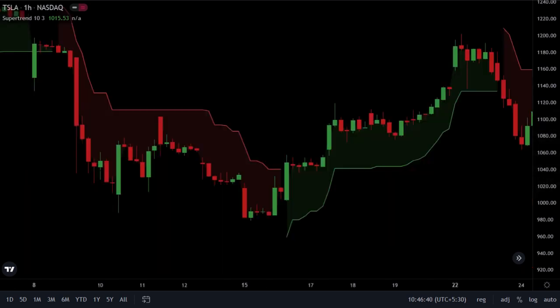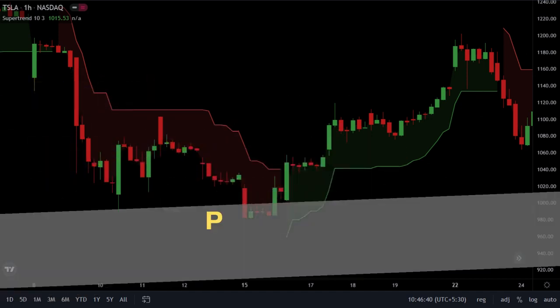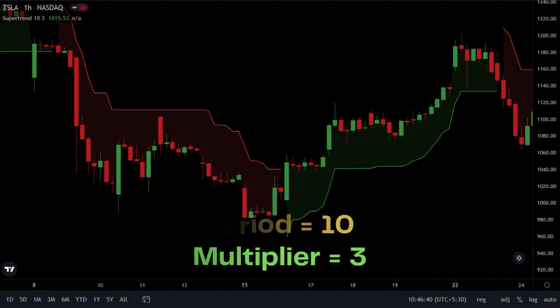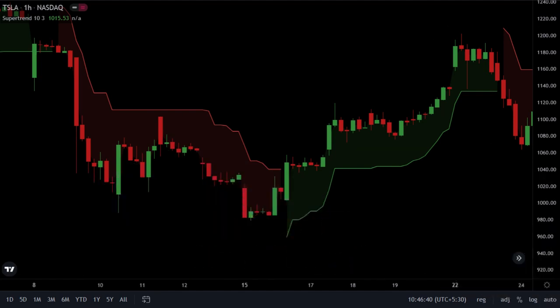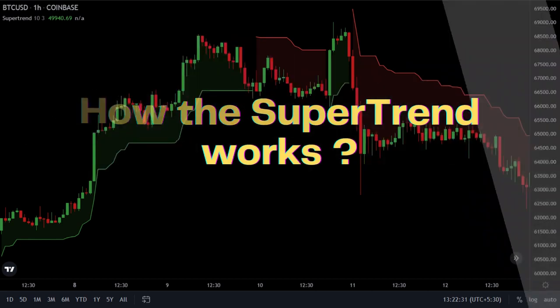It is created with two parameters, namely period and multiplier. By default, the period is set to 10 and the multiplier is set to 3. You can experiment with different settings as you like, but in my opinion these settings are sufficient for trading. Now let's see how the Supertrend works.